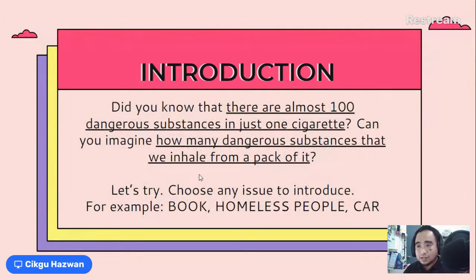Okay, so the structure of the introductory paragraph or introductory sentences that I suggest to you is like this. Did you know that? And then we put a question. Can you imagine? Okay, boleh bayangkan tak what will happen? How many dangerous substances that we inhale from a pack of it? Okay, so let's try writing introductory sentences when you want to introduce a topic. So I give you some topics, just simple topics to introduce. For example, saya bagi contoh sini book. You want to talk about book, or you want to talk about homeless people, or you want to talk about car, or any topic that you feel comfortable to talk about, just for the purpose of this activity. Okay, so let's try.